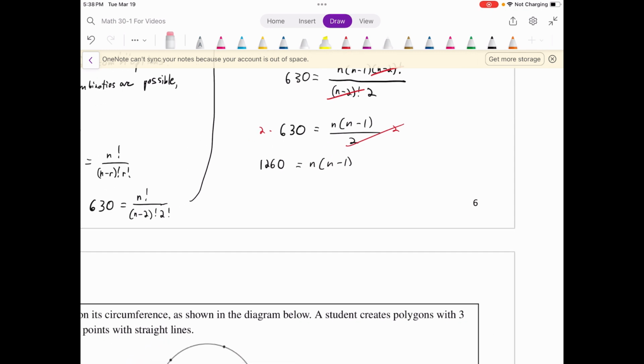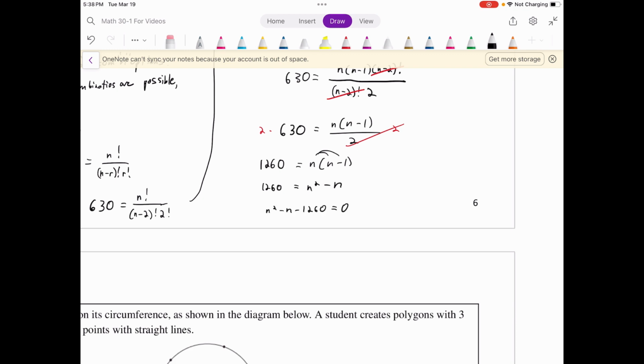Notice that we've got 1,260. If I expand this out, I get n squared minus n. And then, like solving any quadratic, it's going to be a lot easier if we have stuff equals 0, because then we can just factor and set each factor equal to 0 to find our solutions. So I'm going to subtract 1,260 from both sides to get this.